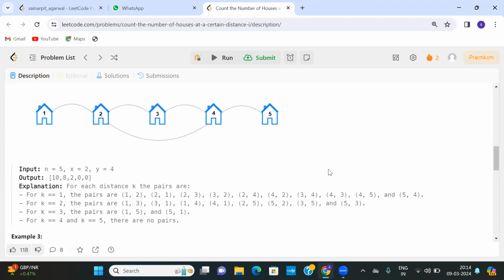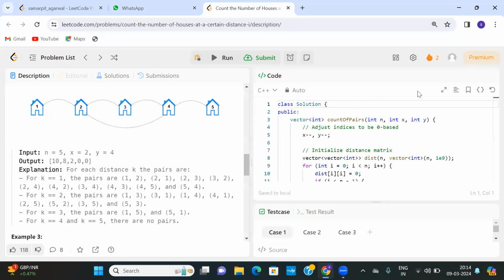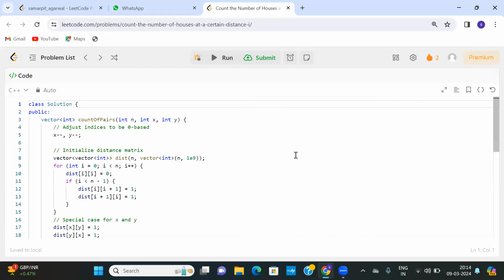Now we will understand the approach of this particular question with the help of code. So let us look at the code. We have solved this problem with the help of the Floyd-Warshall algorithm. If you have studied graphs, then you would be aware of this particular algorithm.